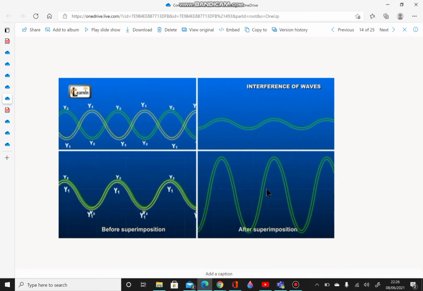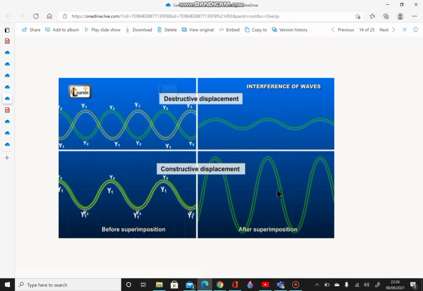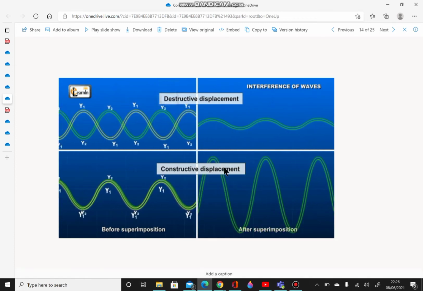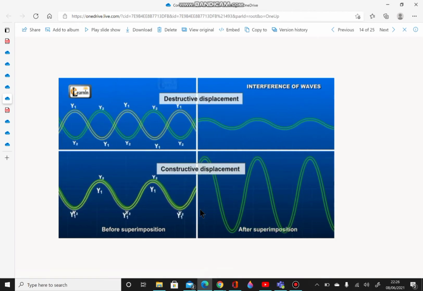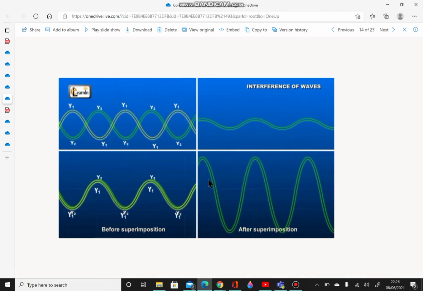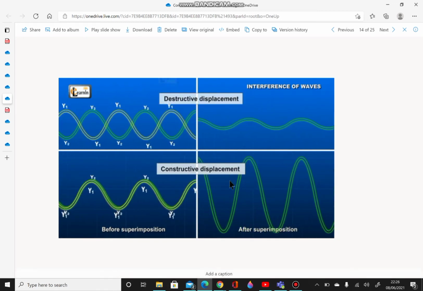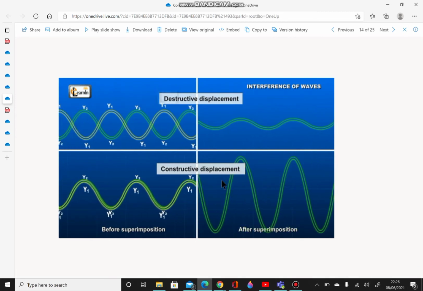In this case we can say it is 2y, that is, its wave characteristics like amplitude are doubled. So this is called constructive interference, and in this case we obtain maximum displacement, that is, maximum amplitude. Also we have to note that in constructive interference the phase difference is always in multiples of pi, that is n pi, and the path difference is considered as n lambda.